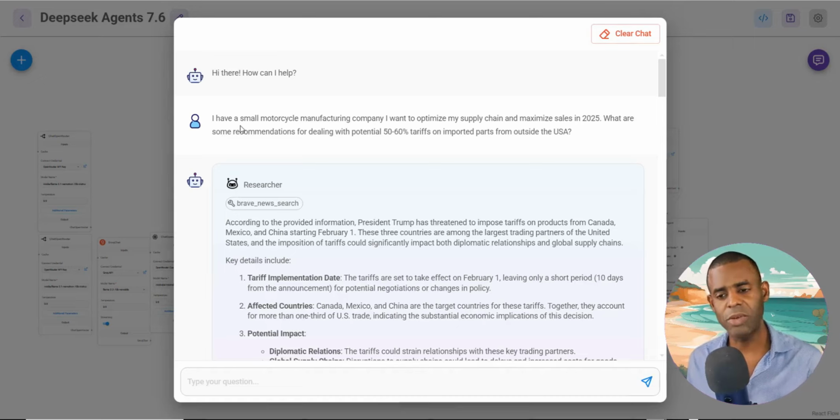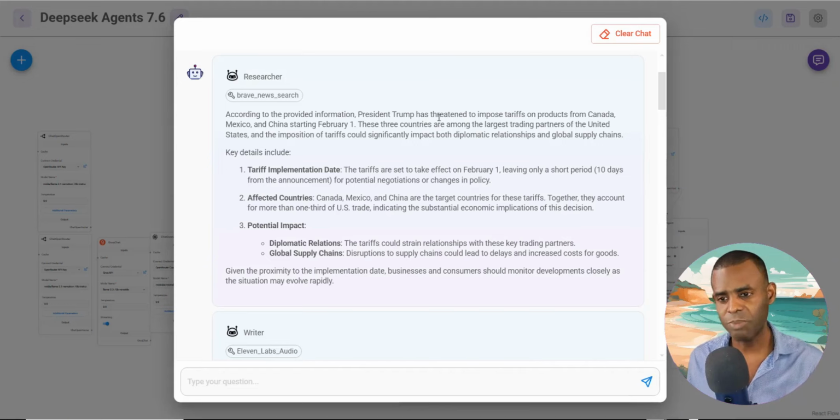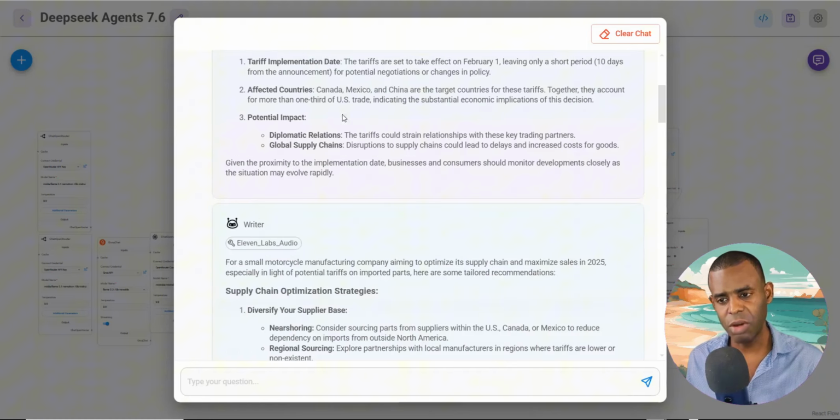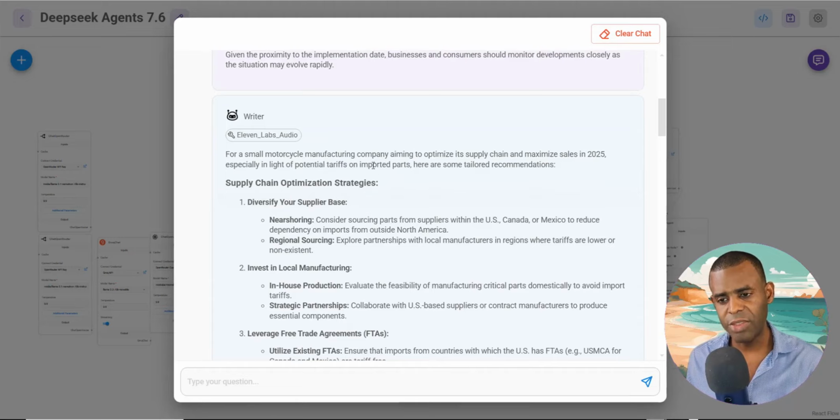And so what I wanted to do was find out if it could become aware of the tariffs that are being considered at this time. And it did exactly that. It did the news search, and it says, according to the provided information, President Trump has threatened to impose tariffs on products from Canada, Mexico, and China starting February 1st, all right? It says these three countries are among the largest trading partners of the United States, and the imposition of tariffs could significantly impact both diplomatic relationships and global supply chains, all right? And so it's actually giving me information on the tariffs. And then the writer basically takes that information and applies it to our company, right?